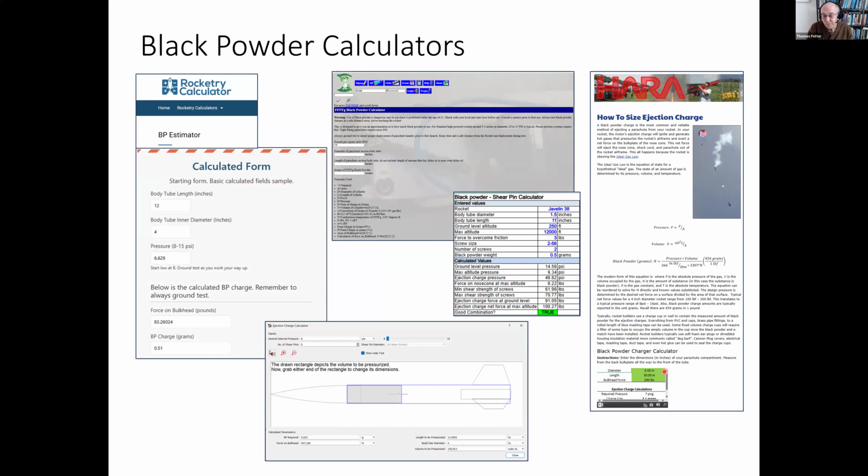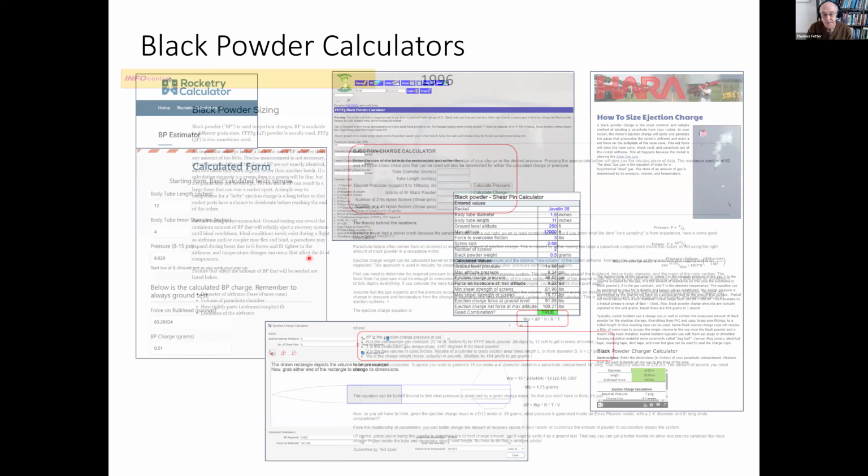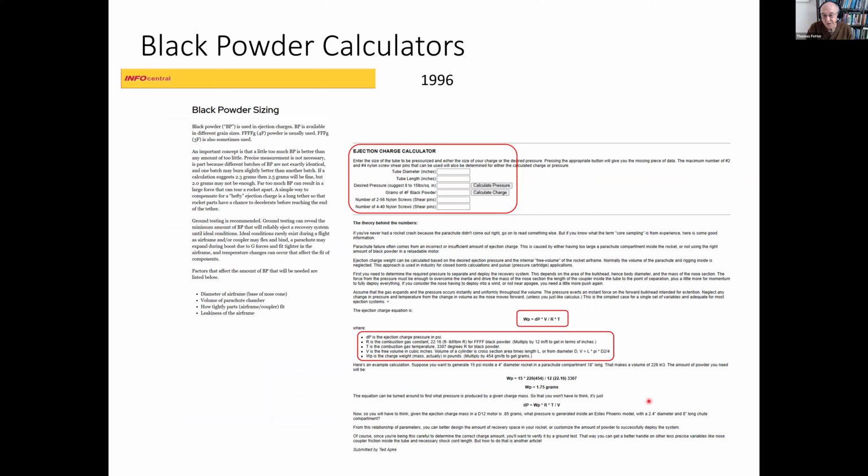There are many online black powder calculators, and all give the same answer because they can all be traced back to the InfoCentral website calculator. In addition to the calculator, the InfoCentral page gave the equation that was used to calculate the pressure, and it gave the values for the constants that were used in the equation. But what it didn't show was the black powder chemical reaction equation used to derive those constants.